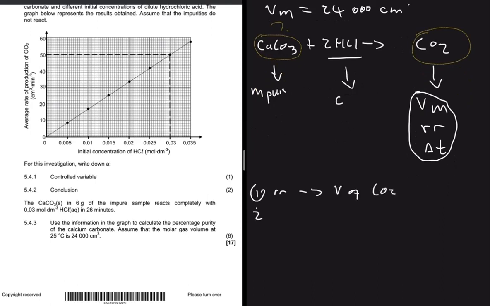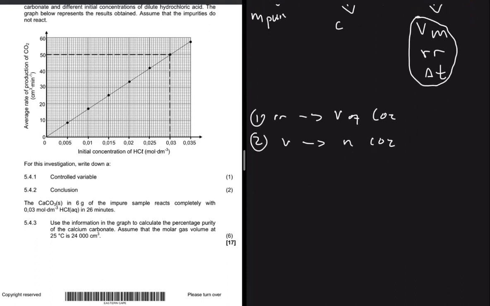And then after we have used the reaction rate to calculate the volume of CO2, we can use the volume of CO2 to calculate the number of moles of CO2. After we've calculated the number of moles of CO2, we can use it to calculate the number of moles of CaCO3 and ultimately calculate the mass. The thing about this question is that there's no formula I can give you to use in every situation. You have to read the question and understand it, and then you can take it from there.